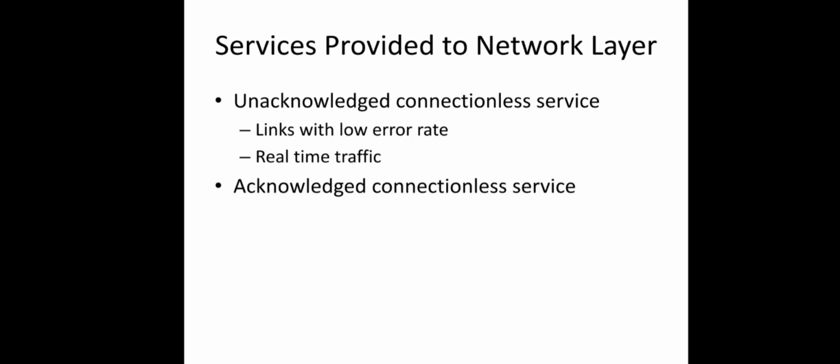The second category of service is acknowledged connectionless service. So we are adding some reliability to the first type of service, where acknowledgement is added. Here also the service is connectionless. That means before sending the data, the sender will not check whether the receiver is available or whether communication is possible with the receiver. Pre-agreement is not done.